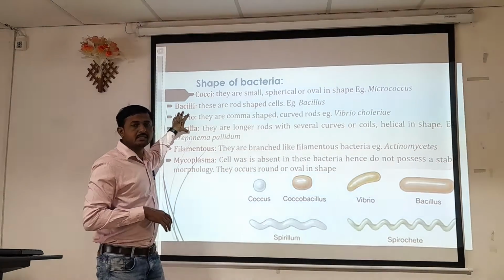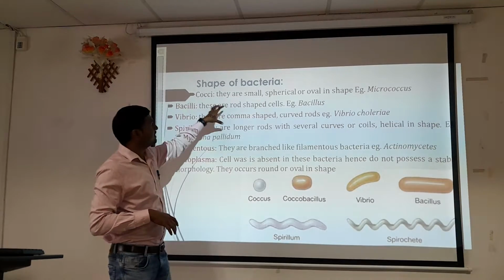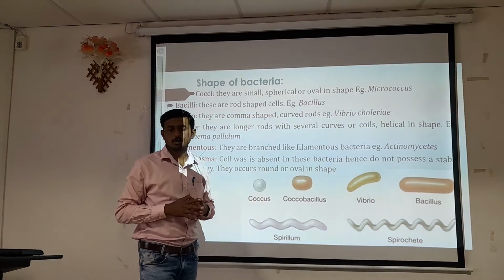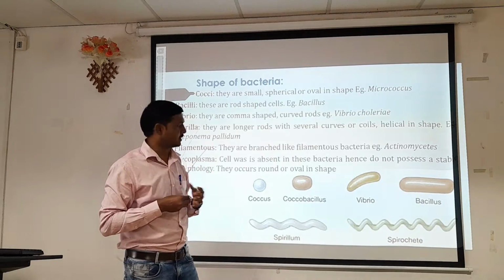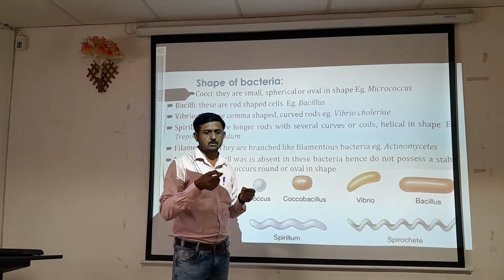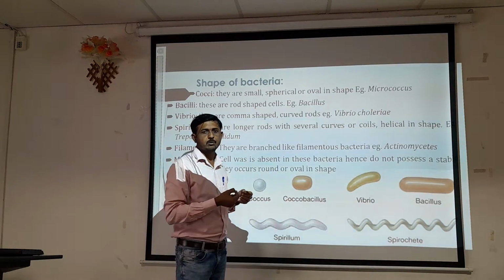Another shape of bacteria is bacilli. These are rod shaped cells. Rod shaped means these are small dumbbell-like, rod-like structures of the particular bacteria.